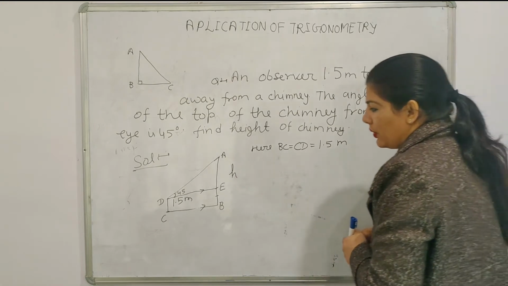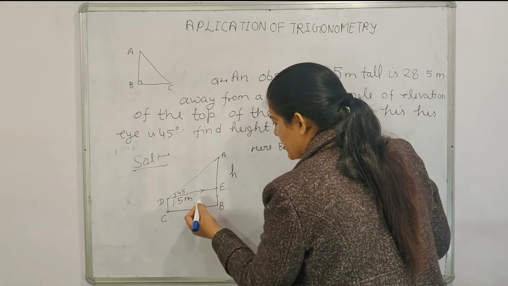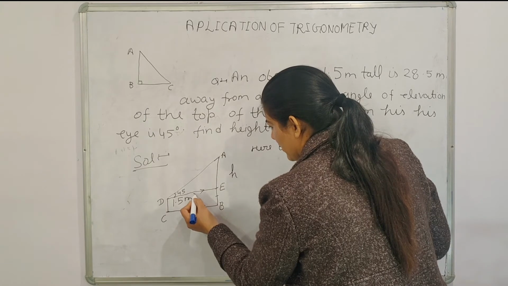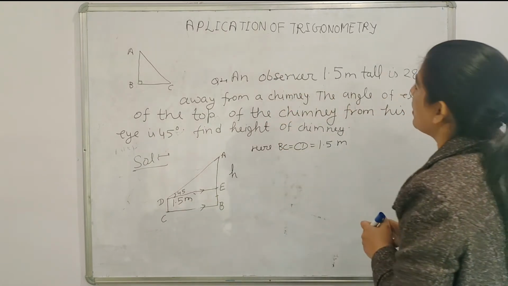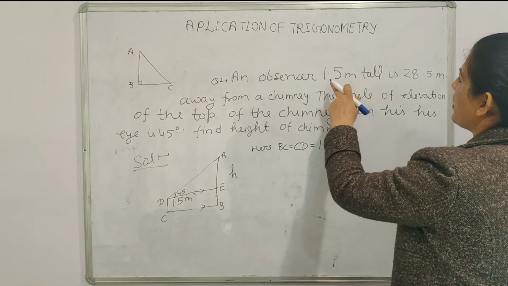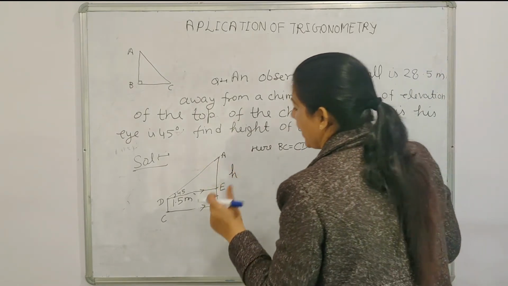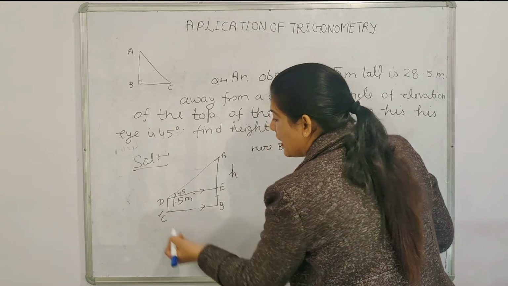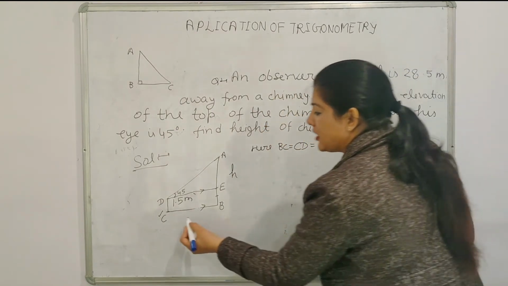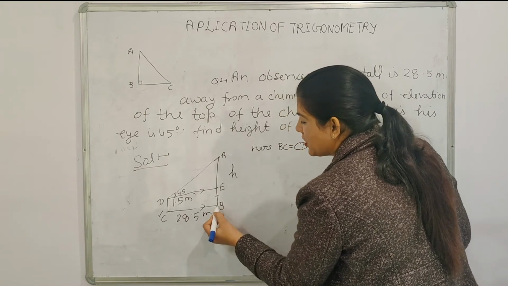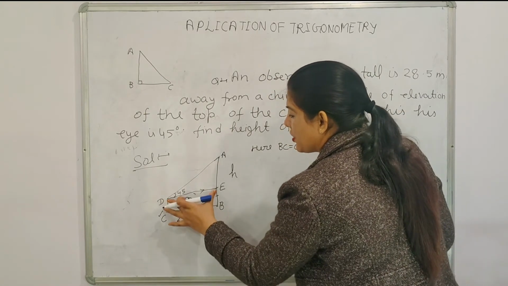Okay, so suppose this is X. I think this is given. An observer 1.5 meter tall is 28.5 meter away. So the man is 28.5 meter away from the chimney. The chimney is here. So this is also equal to this one.